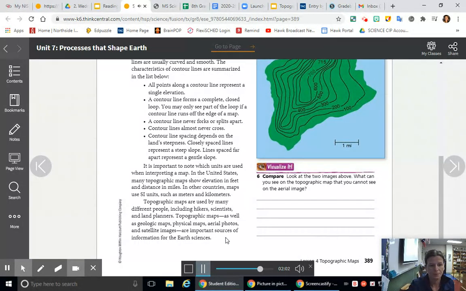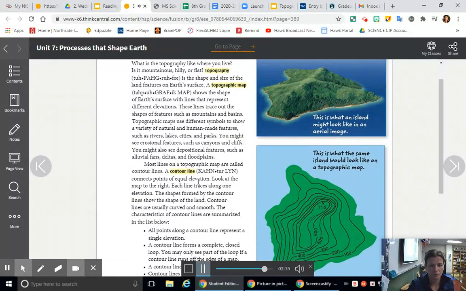Topographic maps are used by many different people, including hikers, scientists, and land planners. Topographic maps, as well as geologic maps, physical maps, aerial photos, and satellite images, are important sources of information for the earth sciences.